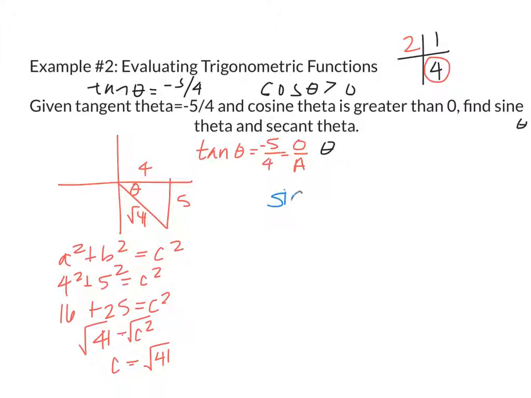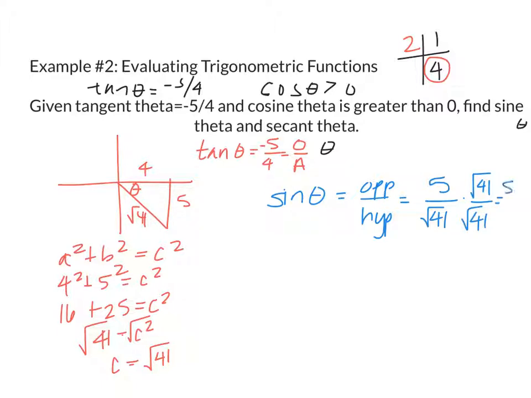So sine theta, remember, is opposite over hypotenuse. The opposite length is 5, and the hypotenuse is the square root of 41. However, we never leave radicals in the denominator, so we need to rationalize it by multiplying by the square root of 41. That gives us an answer of 5 square root of 41 over 41.